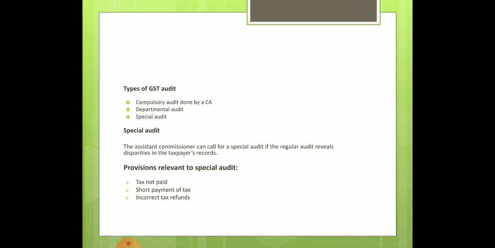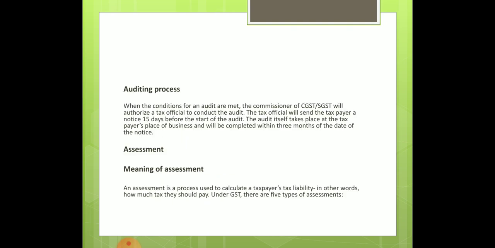And what are the provisions related to the special audit? The provisions given for the special audit are tax not paid, short payment of tax, and also incorrect tax refunds. And what is the auditing process? Yes, we know that the audit will be conducted by the chartered accountant of the company.